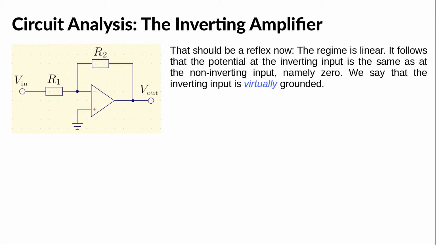Let us analyze now the inverting amplifier. And here, this is the last time that I explicitly mention that the regime is linear, as it should be a reflex now. Once again, this implies that the potential at the inverting input is the same as at the non-inverting input, 0 in the present case. When this happens, we will say that the inverting input is virtually grounded.